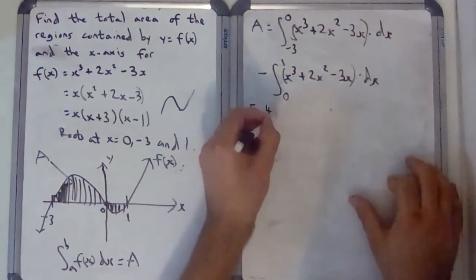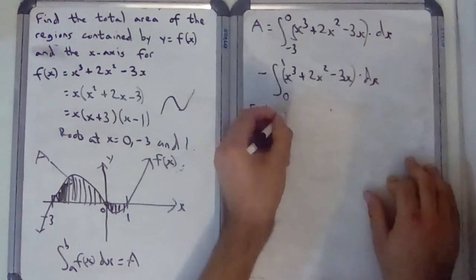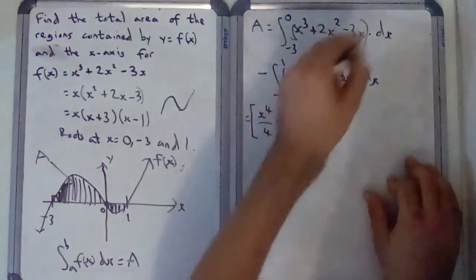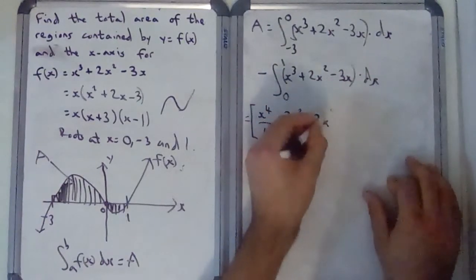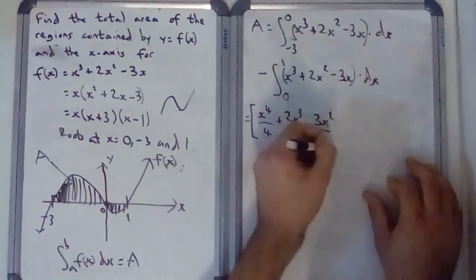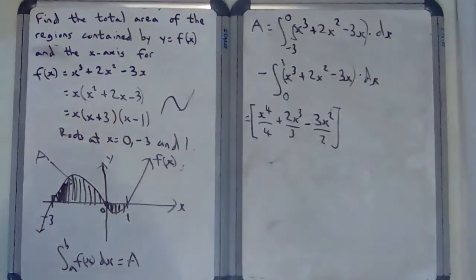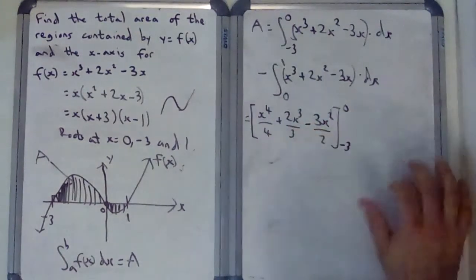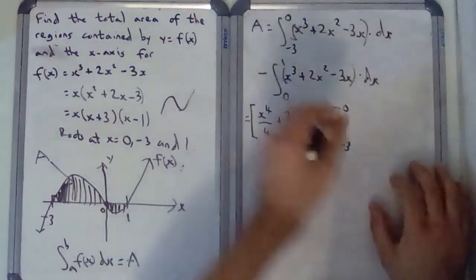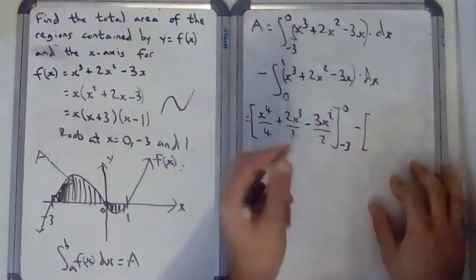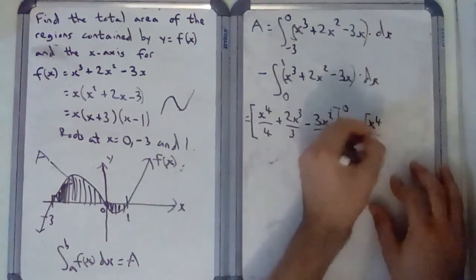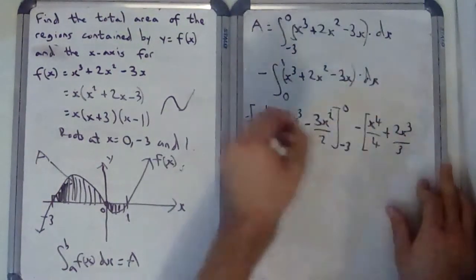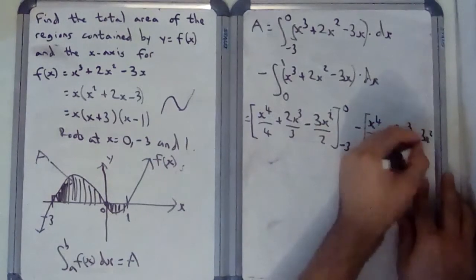x⁴ over 4 plus 2x³ over 3 minus 3x² over 2. So it's that function evaluated at 0 and at minus 3. And then we're going to take away the same function, x⁴ over 4 plus 2x³ over 3 minus 3x² over 2.